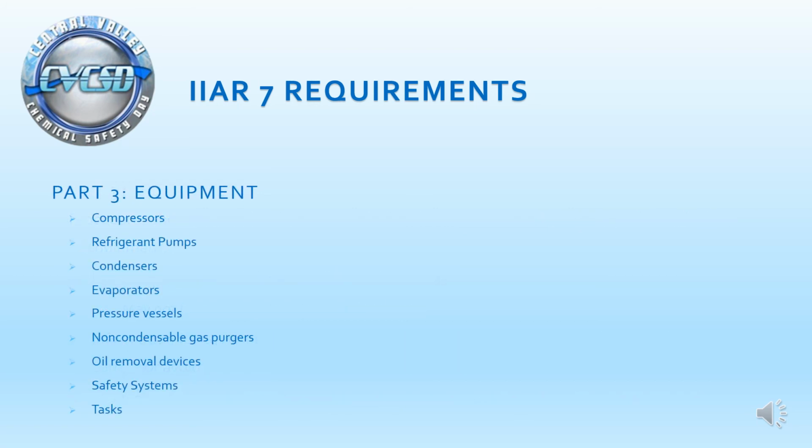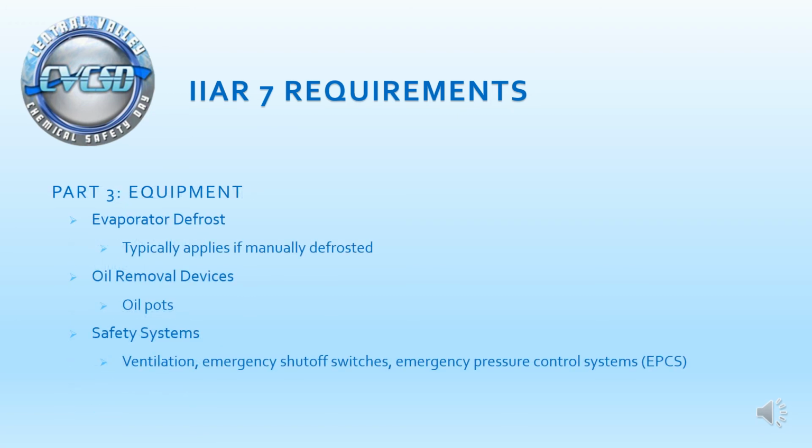And the equipment that is listed is on the screen now. I'm not going to read through all of these, but will highlight that tasks are included in part 3, although it is a separate chapter than most of the other sections. Not really a piece of equipment. And some specifics would be for evaporator defrost.